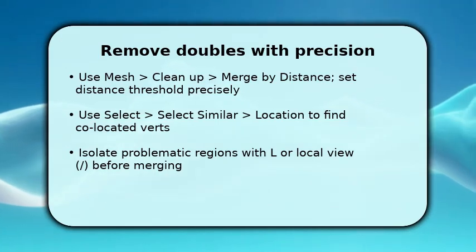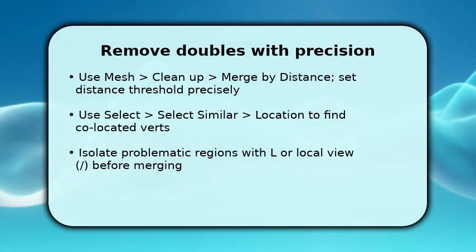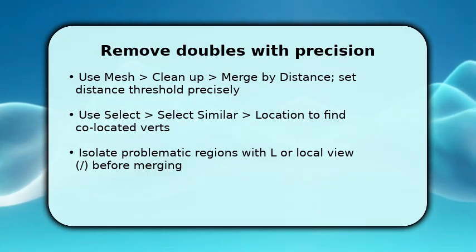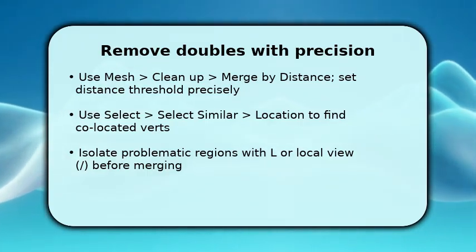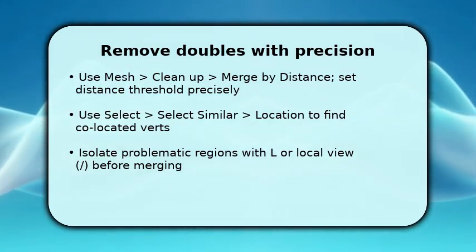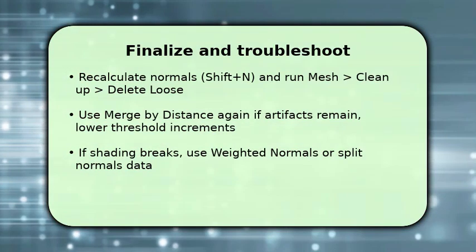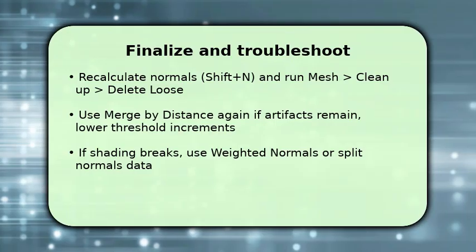Isolate parts with L or local view to avoid affecting other islands. Make sure to recheck topology and remove loose geometry after merging. Finish by recalculating normals with Shift+N and deleting loose geometry to tidy the mesh.